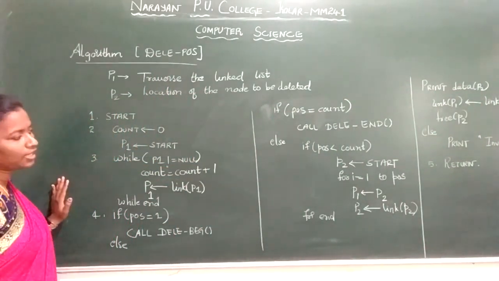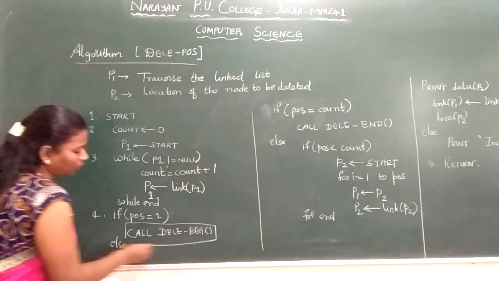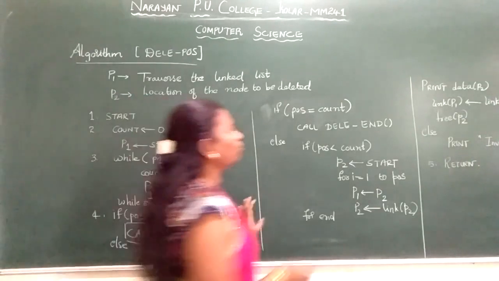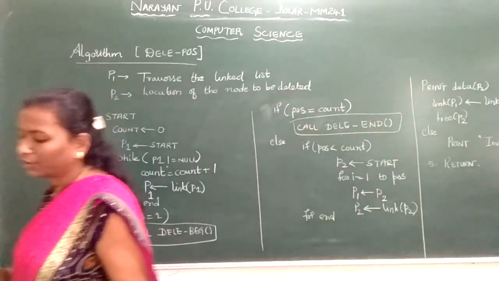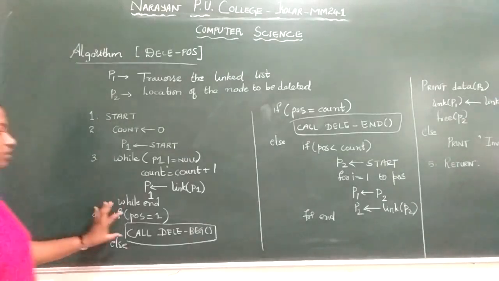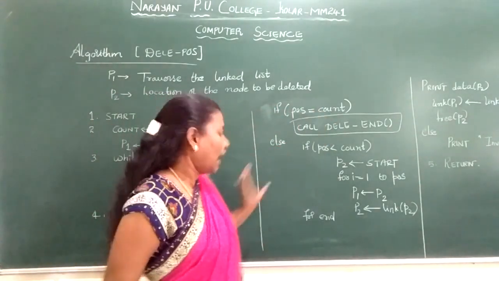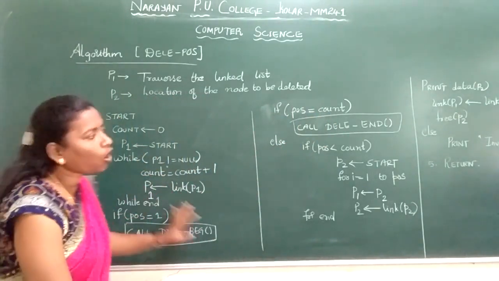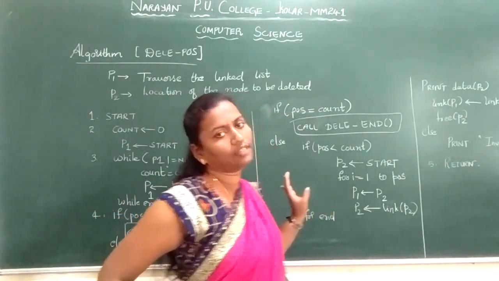Now I am going to start the algorithm. Before starting, there are two function calls: one is to call delete at the beginning, and one is to call delete at the end. A separate algorithm, a separate code, will be written for delete end and delete beginning. This code is to delete at the given position. I repeat, this code is to delete at the given position.